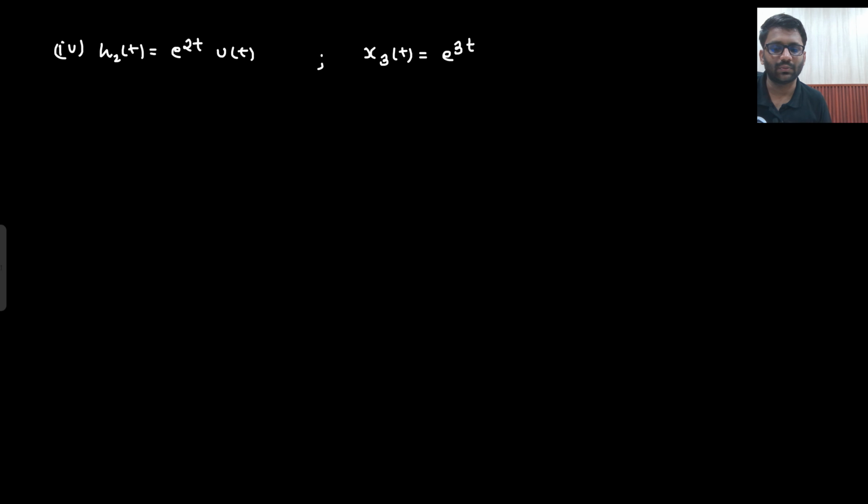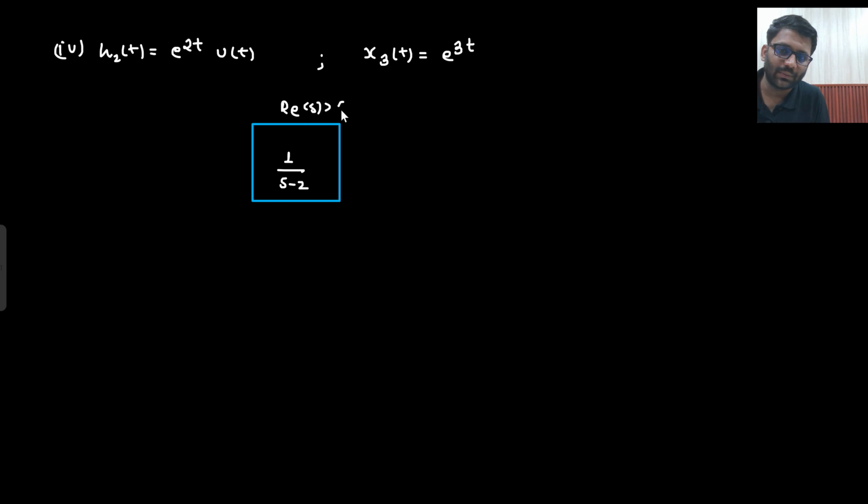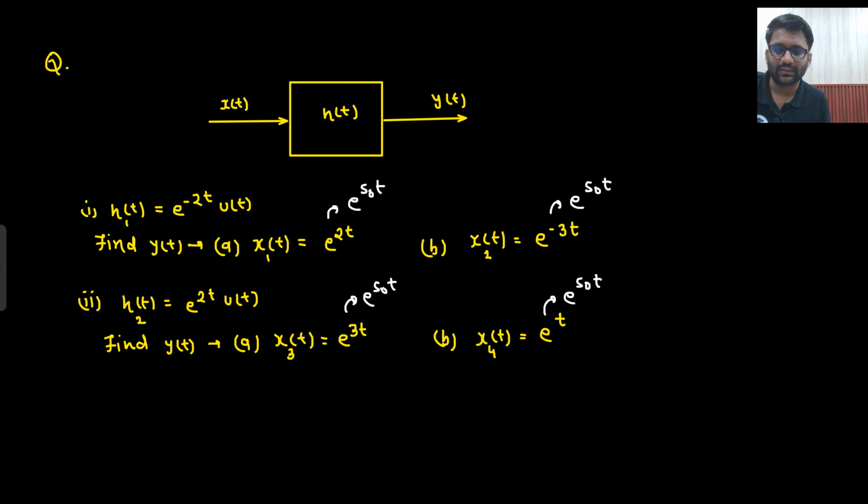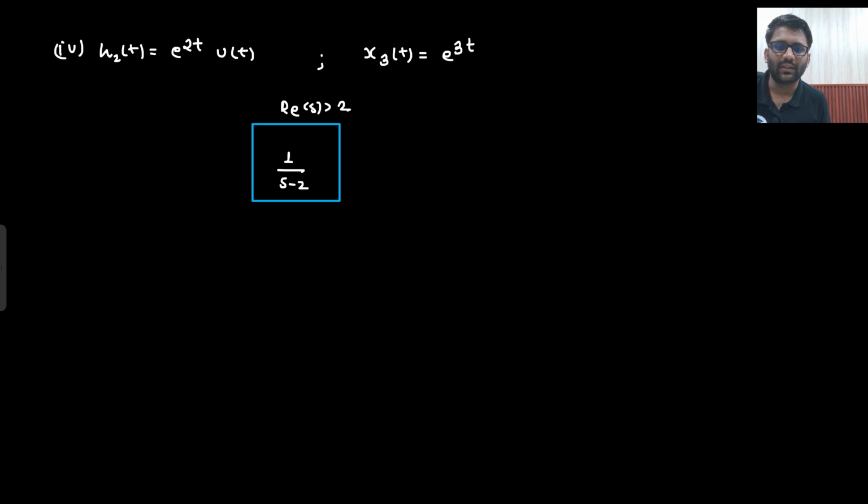But here what will be the issue? Here my H(s) will be 1 upon s minus 2 only. There is no doubt about that, with the ROC being real part of s greater than 2. But the input is not e to the power 3t, something else is there. E to the power t it is. So here you are applying e to the power t. So what will be your y(t)? 1 upon 1 minus 2, e to the power t.